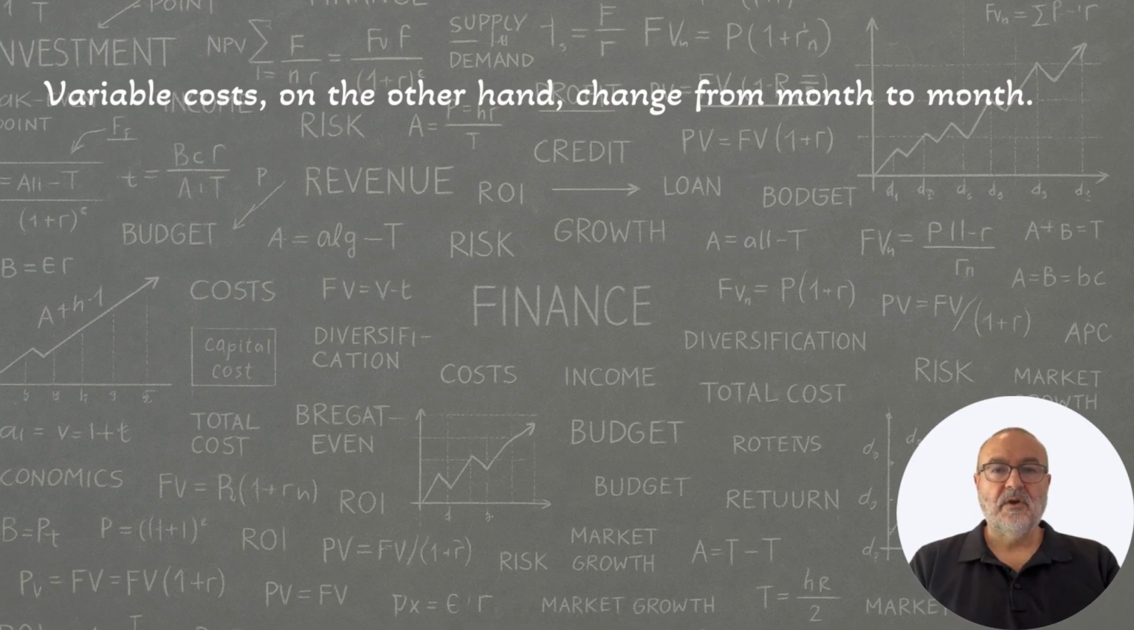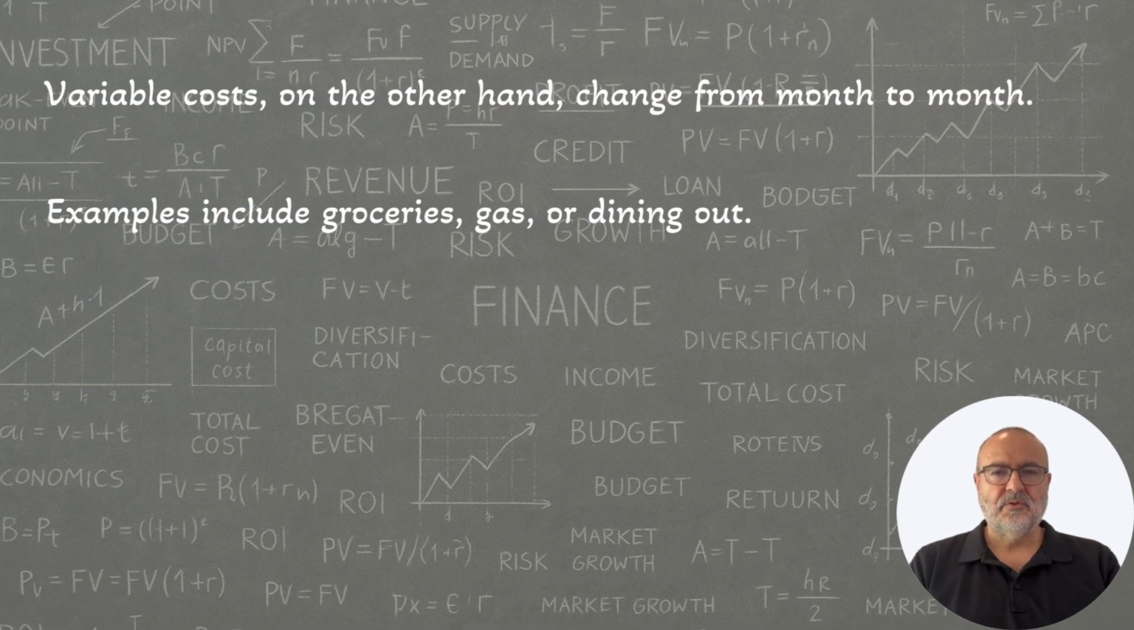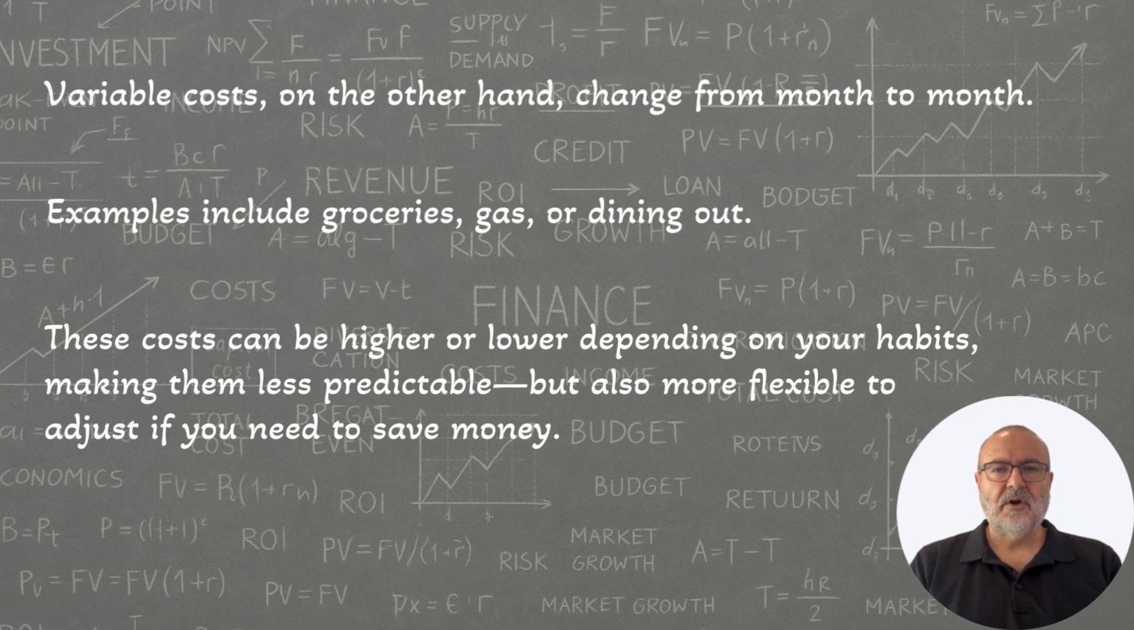Variable costs, on the other hand, change from month to month. Examples include groceries, gas, or dining out. These costs can be higher or lower depending on your habits, making them less predictable, but also more flexible to adjust if you need to save money.